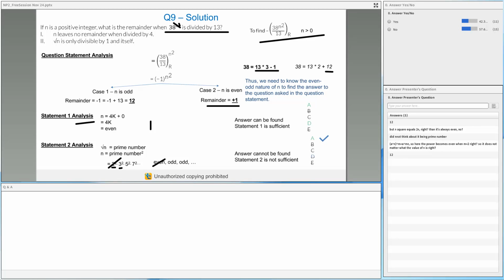So if some of you made the mistake of thinking this as odd and thinking the remainder can be 12, you should have questioned yourself: I'm getting two different answers from both these statements. That cannot be right, because in GMAT data sufficiency, I get the same answer from both these statements. Okay, so there are two mistakes some of you made. One, if you could not infer this is prime, you would have faltered. If you thought about prime numbers, prime square, and did not think about even numbers, that is another place where you would have faltered. Okay.